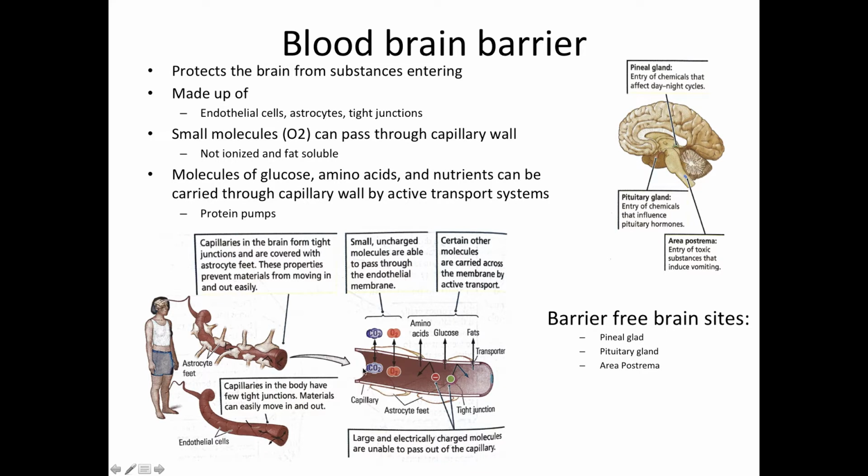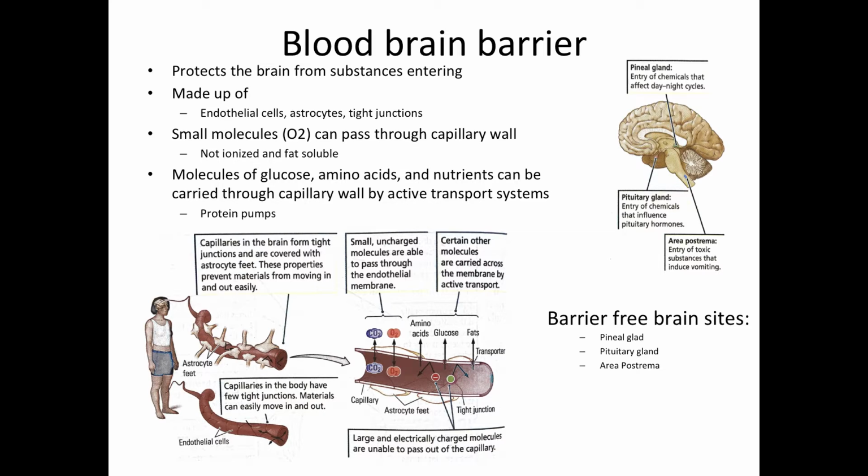Okay, so let's move on here. Molecules like glucose, amino acids, and other nutrients that are good for us can be carried across the capillary by active transport systems. So for example, specialized protein pumps, such as the sodium-potassium pump, can pump these substances through. And small molecules such as oxygen and carbon dioxide, which are not ionized and are fat soluble, can pass through the capillary wall with no problem.